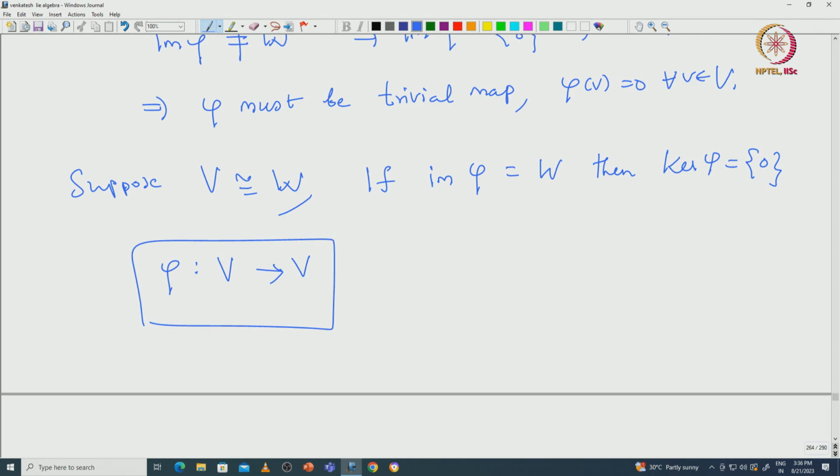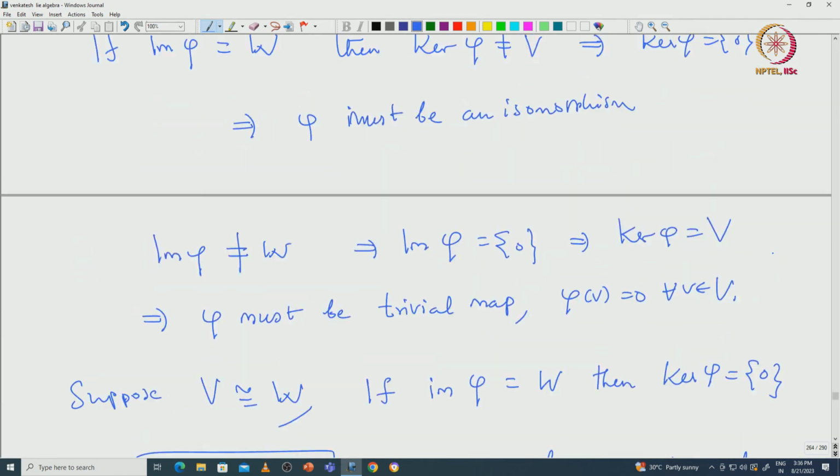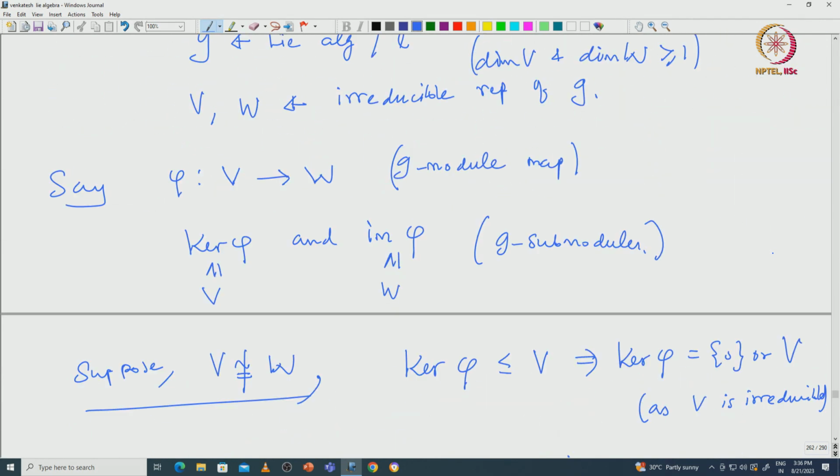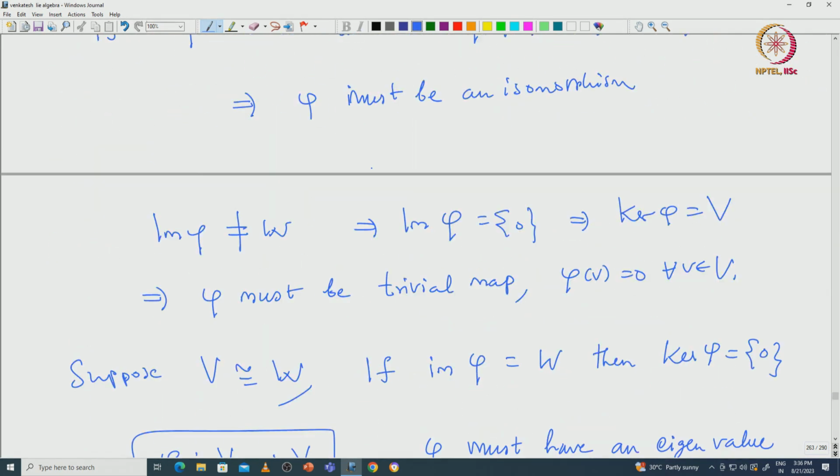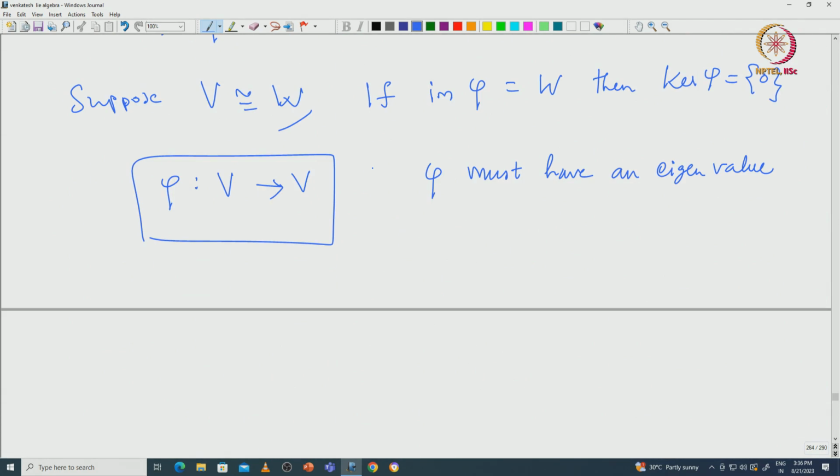So, then what happens? Since we are working over complex numbers, phi must have an eigenvalue. Okay, of course, I am not mentioning we are all working over finite dimensional irreducible representations. Okay. So, everything is finite dimensional, that was declared in the beginning. So, that is why I am not mentioning it here. So, since V is finite dimensional, this map phi, which is a linear operator on V, must have an eigenvalue.